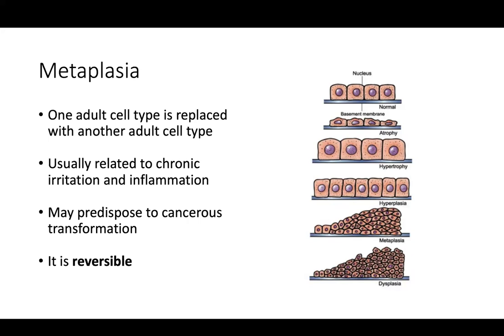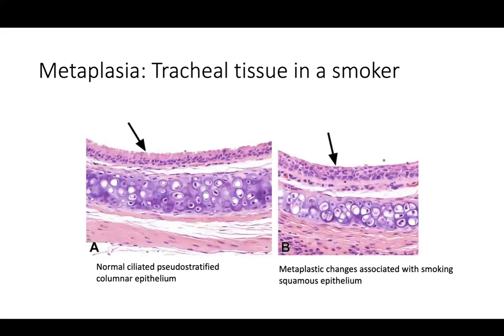Metaplasia tends to be reversible if you remove the irritation or the inflammatory component. Good example of it is this. What we're looking at here is a section through trachea. So this is the mucosal lining of the trachea. Then what we see here, this bluish area is the cartilage. These are chondrocytes with cartilage. And then we have the muscular layers underneath.